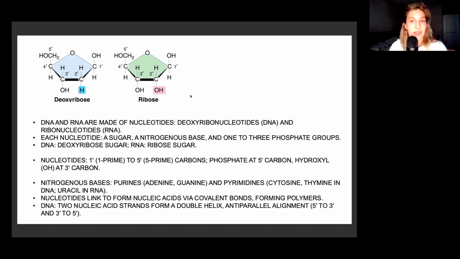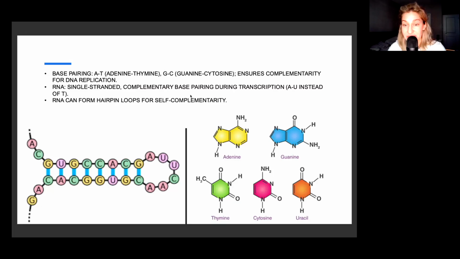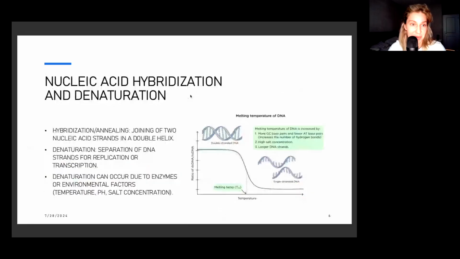Nitrogenous bases, there are two different types, purines and pyrimidines. Purines are adenine and guanine, and pyrimidines are cytosine and thymine in DNA and uracil in RNA. As you can see, there is a picture of adenine, guanine, thymine, cytosine, and uracil. I highly recommend to remember all of these and to try to scratch them several times so you know them by heart. But we also need to understand that RNA can form hairpin loops for self-complementary.